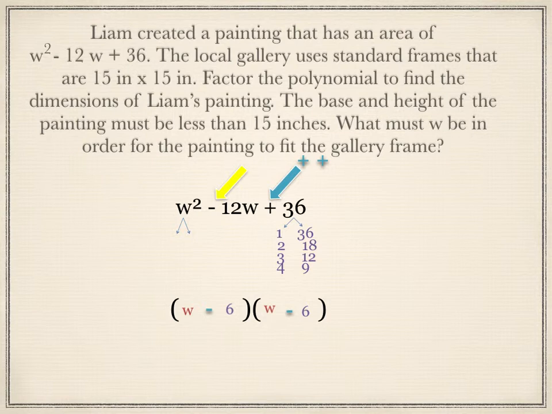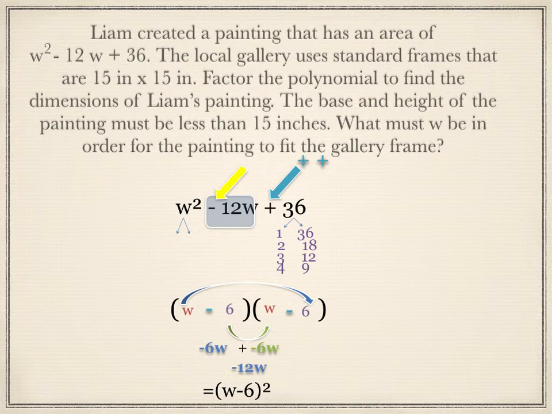Then I'm going to check using the O and the I of FOIL. We get negative 6w plus negative 6w, which is negative 12w, which is exactly what I wanted. So I get w minus 6 times w minus 6, which is the answer. And please note that we can write that as w minus 6 squared.